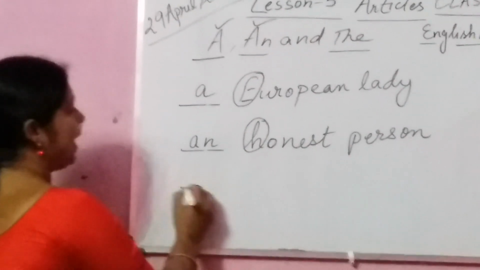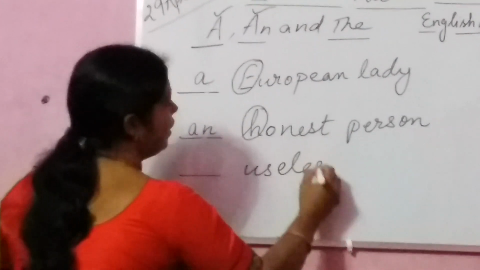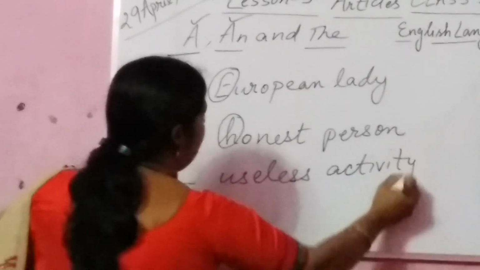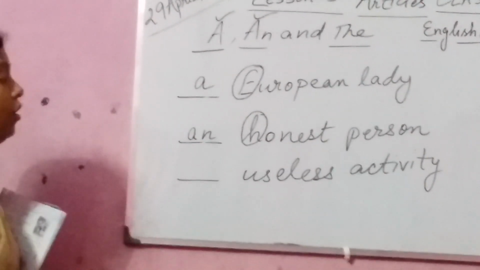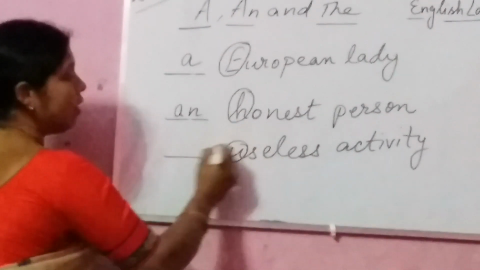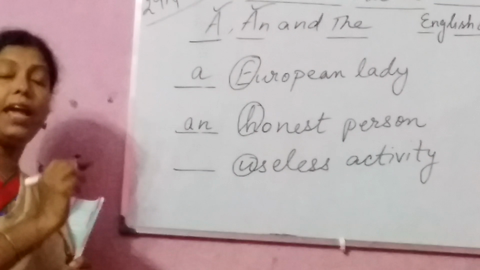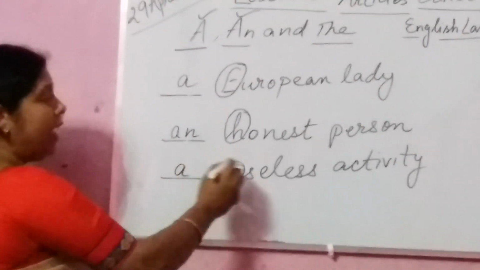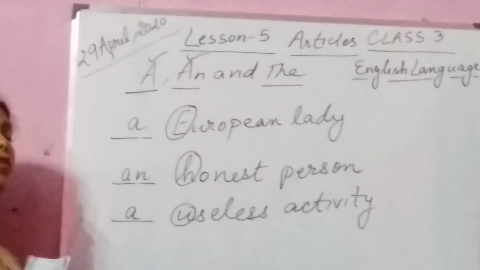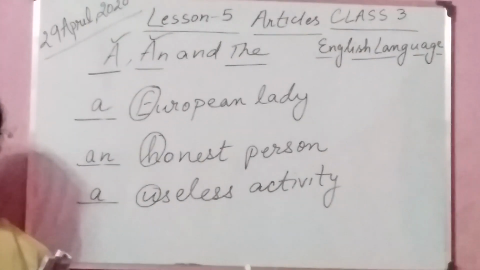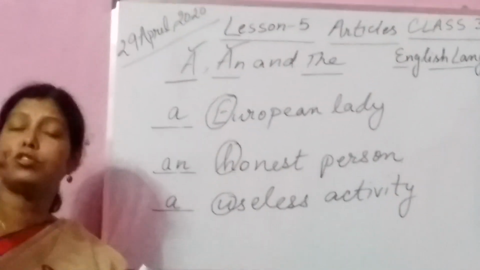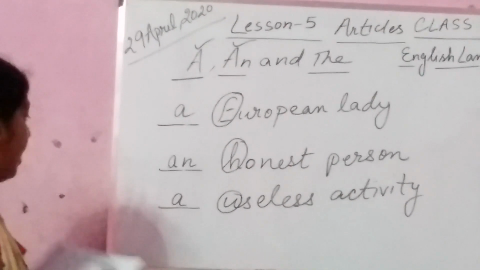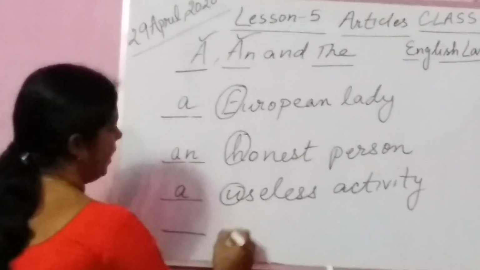Okay. Now you see here dash useless activity. If I give you this example, useless activity. Now here also this is U. This one is a vowel. Okay, a, e, i, o, u. This is also a vowel, but here we are going to use a. A useless activity. Why? Because here also that Y sound, consonant sound is coming. So we are using here a. One more you can say, see here, dash hour.